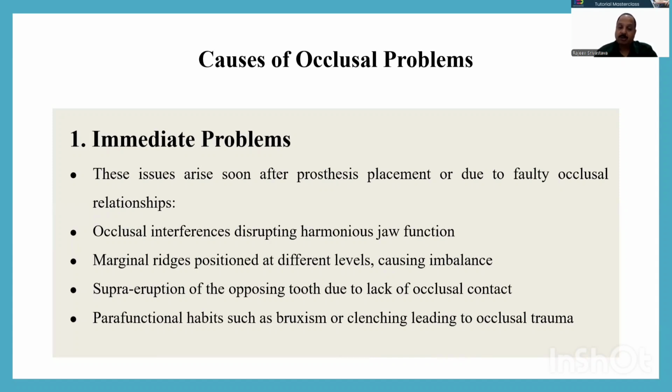any supraeruption of the opposing teeth due to the lack of occlusal contact, and then in that case, if you have given the fixed partial denture, a greater amount of force will be directed to that fixed partial denture. In any parafunctional habit like bruxism or clenching, in these cases, you have to give a night guard to the patient to prevent the damage which takes place during the night time.